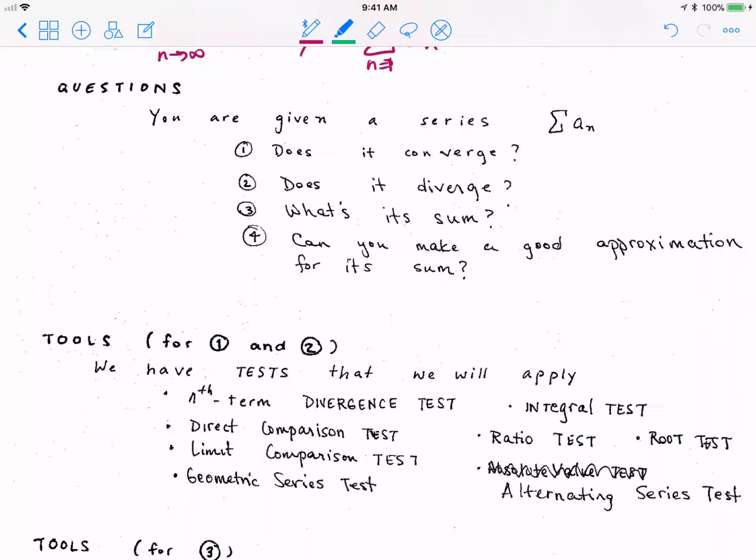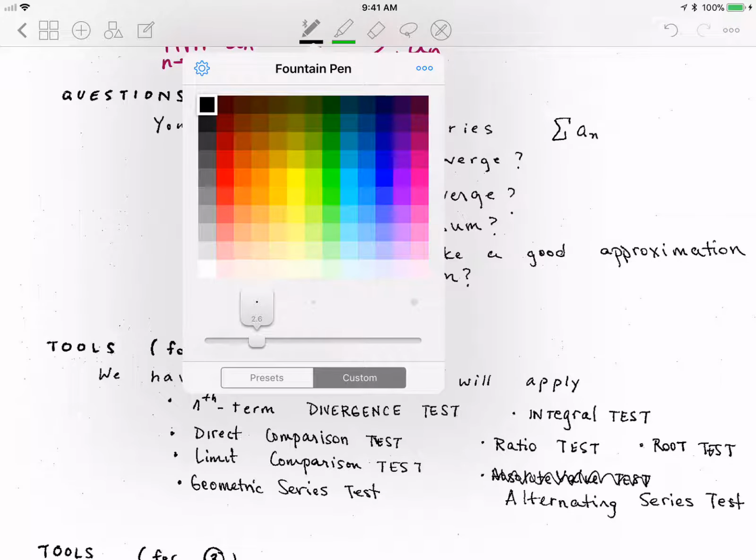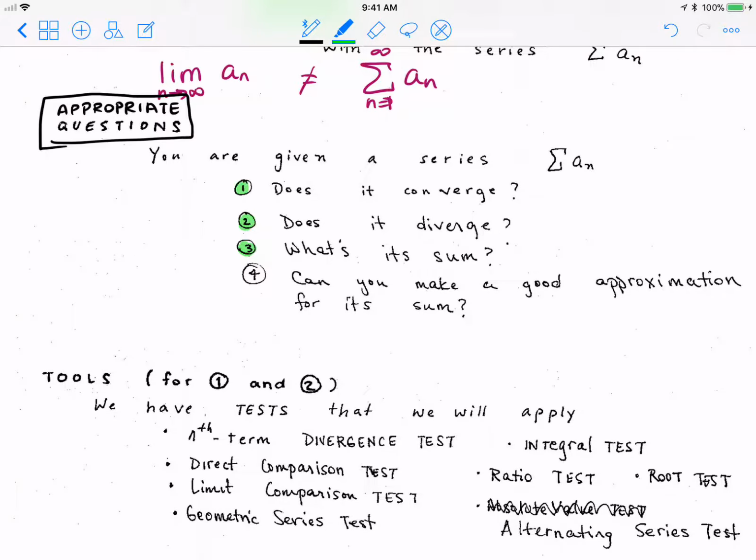When we have series, we'll have some questions. Here are the appropriate questions for us to consider. Appropriate means these are the questions that you're going to be expected to answer. So you're given a series, and the appropriate questions are: number 1, does the series converge? Number 2, does it diverge? If it converges, what does it converge to? What's the sum? What's the limit? And then the 4th is, can you make a good approximation for the sum?